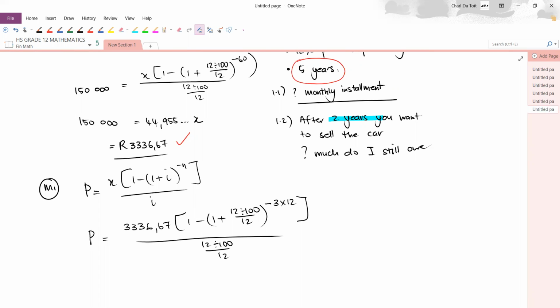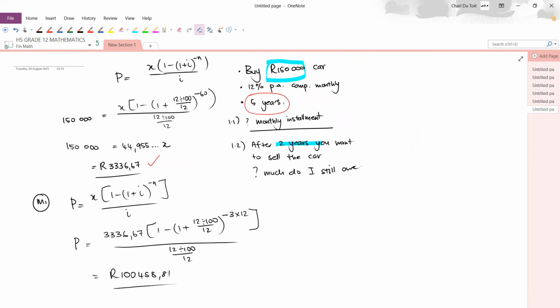Okay, anyway. I still owe them 100,458 Rand and 81 cents after 2 years. I thought it was going to be more. I'm really thinking it's going to be more than 100,000. Seems right. Got the same answer. There was another way of doing it, but this is a more complicated method.